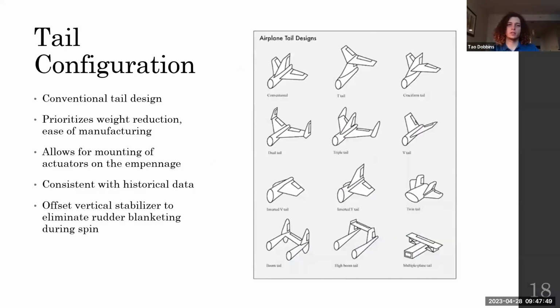Okay, moving on to our tail configuration, we went with a conventional tail design. This is because it prioritizes weight reduction and ease of manufacturing. It also allows us to mount all of our actuators on or within the empennage, and it is consistent with historical data. Conventional tails are very popular for aircraft because of their effectiveness. One thing that we did decide to do is we offset our rudder from our horizontal stabilizer, and that was to eliminate rudder blanketing during spin recovery.